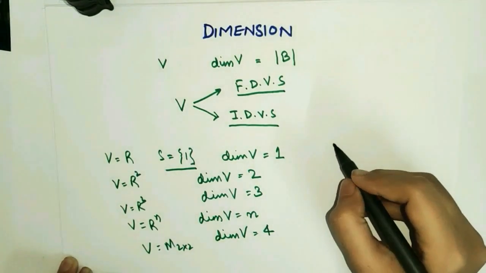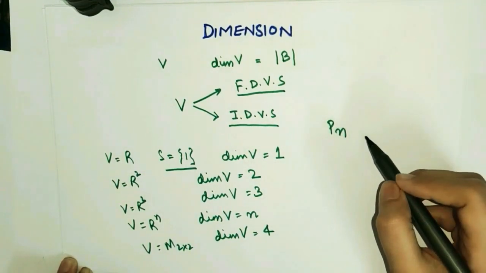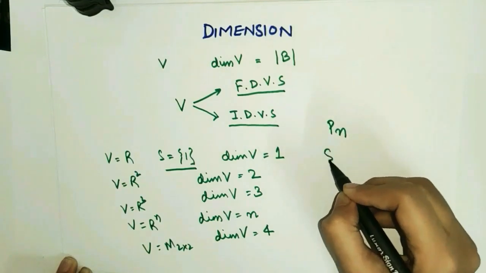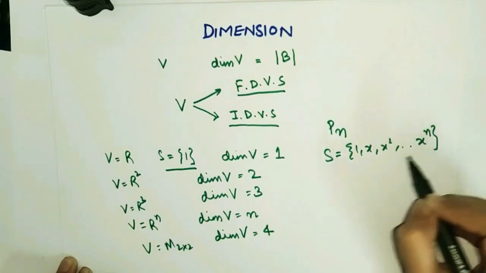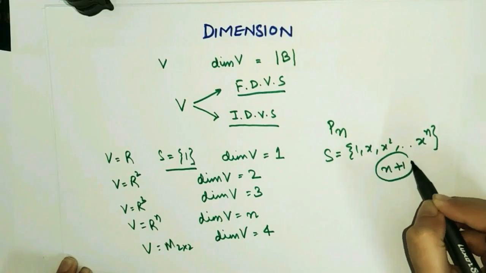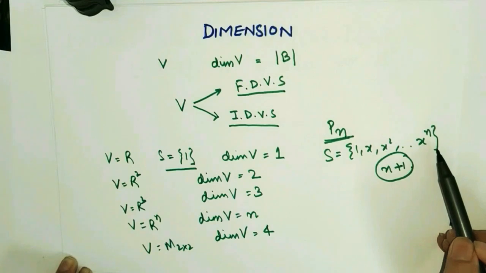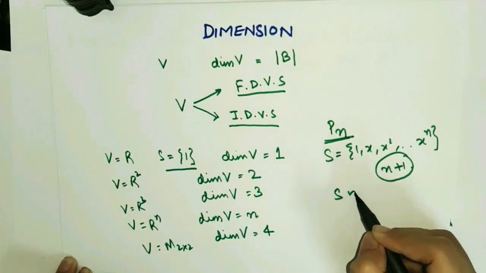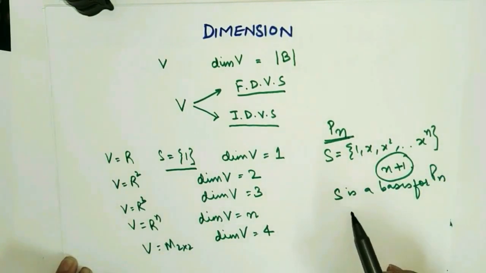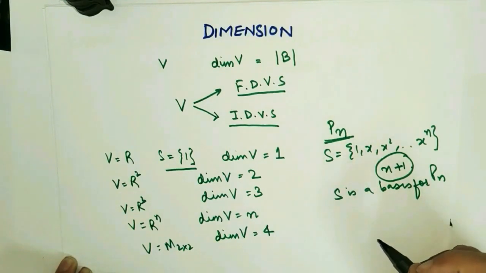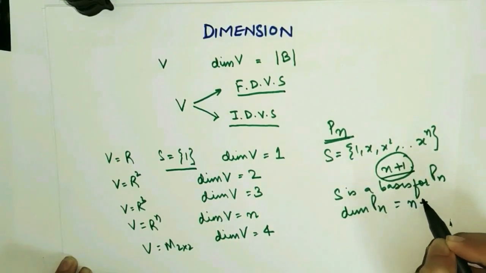Similarly, if I take Pn, these are all polynomials of degree less than or equal to n. The basis here would be 1, x, x square, up to xn. So there are n plus 1 elements that are required to write any element of Pn, and all of these are linearly independent. That means S is a basis for Pn. Again, this basis is called the standard basis. Since there are n plus 1 elements, the dimension of Pn is n plus 1.